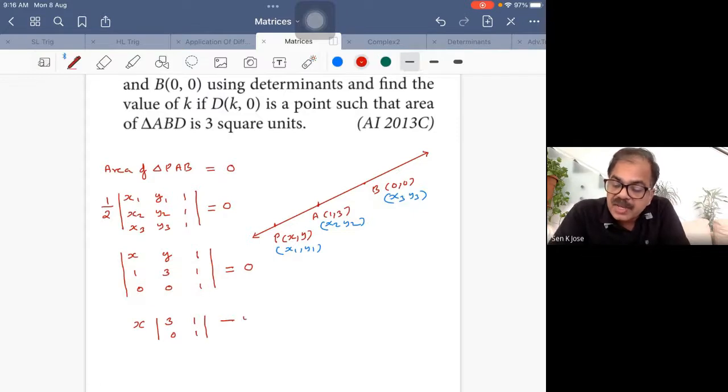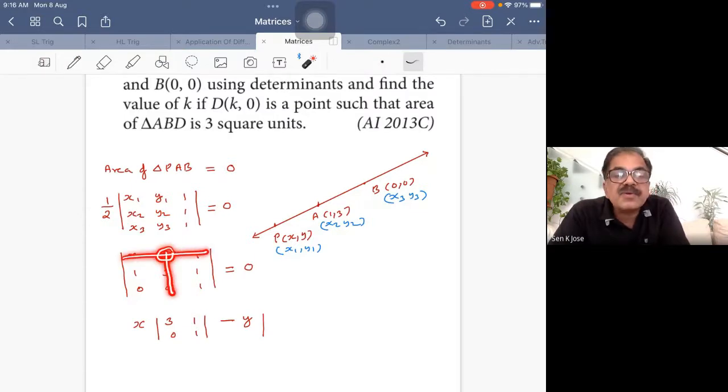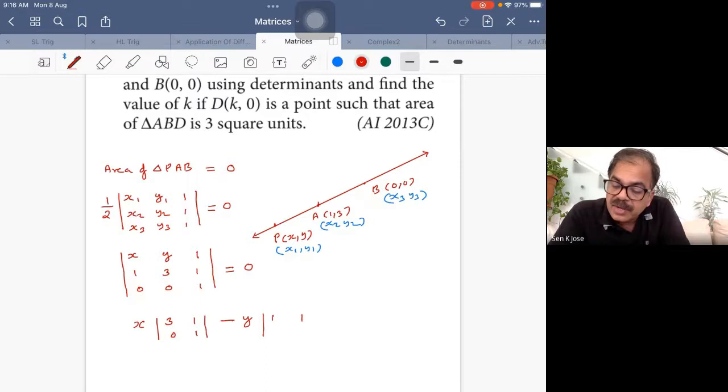So minus y into the minor of y. What's the minor of y again? Delete the row and the column where y belongs to, and the 4 different numbers which you see here are 1, 1, 0, 1. Then I have plus. The next position sign is plus. The element is 1 into its minor. The minor will be the remaining 4 numbers here: 1, 3, 0, 0. So plus 1 into the minor, which is 1, 3, 0, 0, is equal to 0.